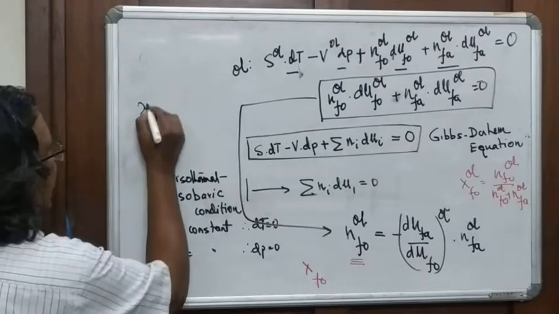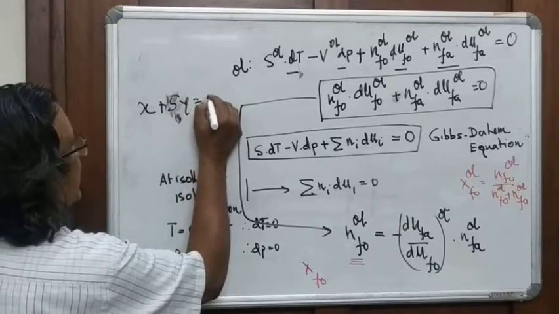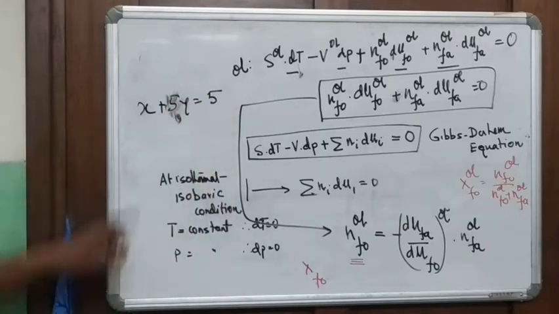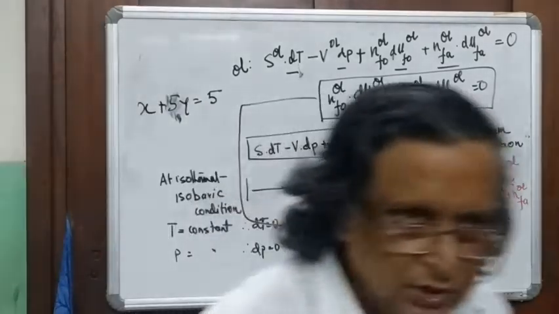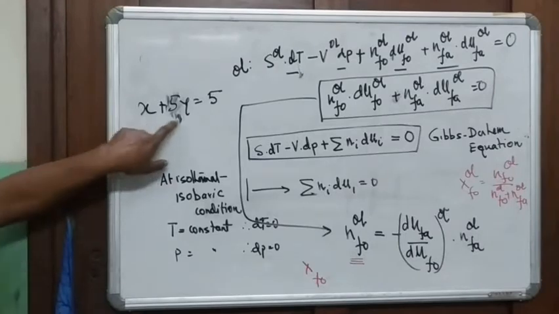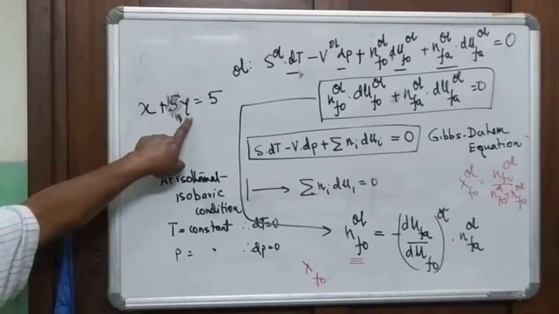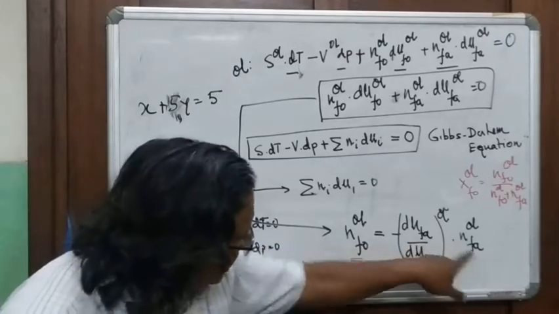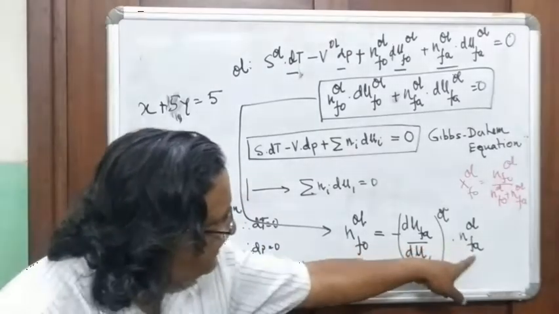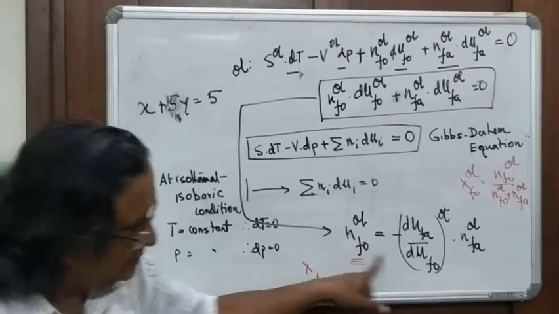Say, for example, x plus 5y is equal to 5. Now you see, if you take a value of x, the independent variable, y is automatically fixed. Have you understood? If you change x, y will have to change. So x is the independent variable, y is the dependent variable. Look at here. If you want to keep this at a particular value, this is fixed. But if you want to change this, this has to change.